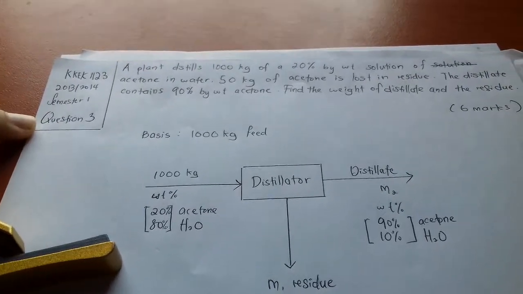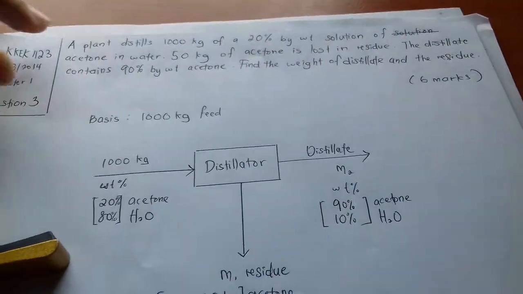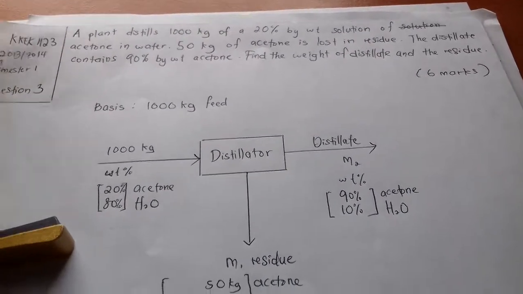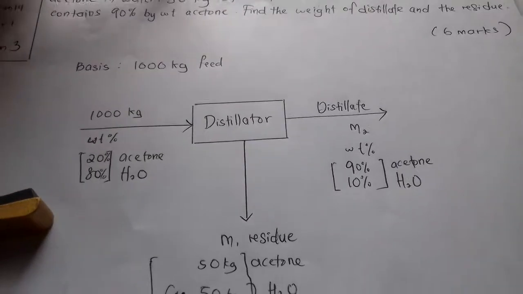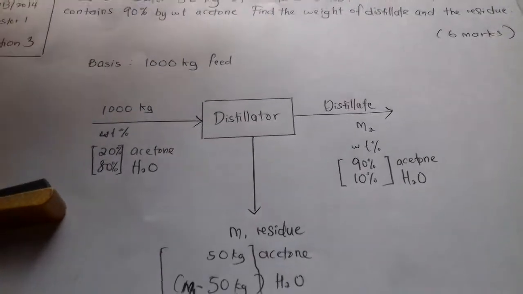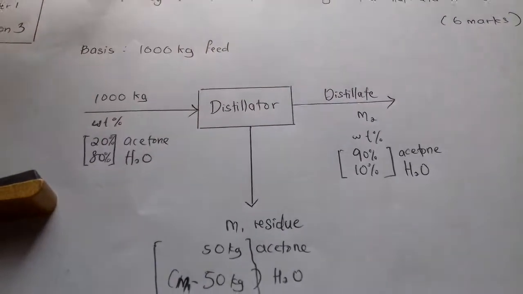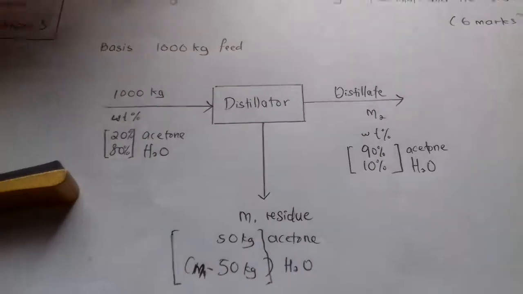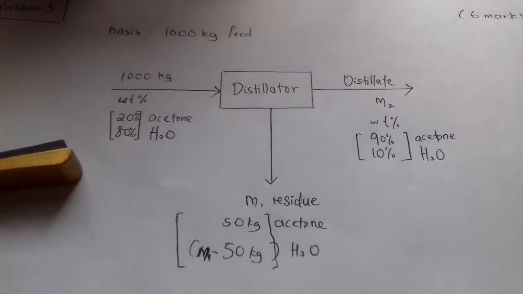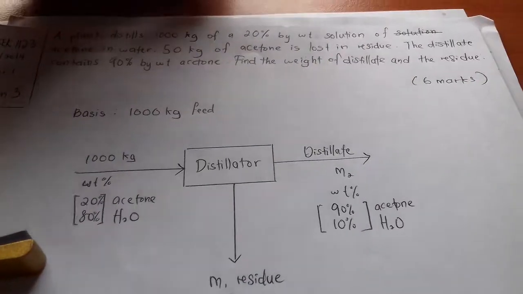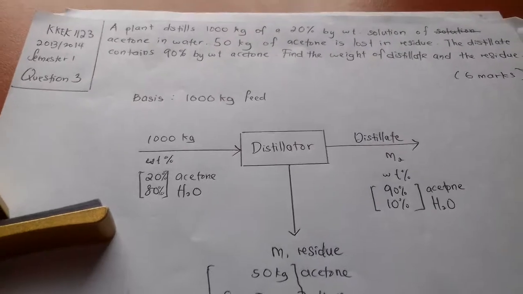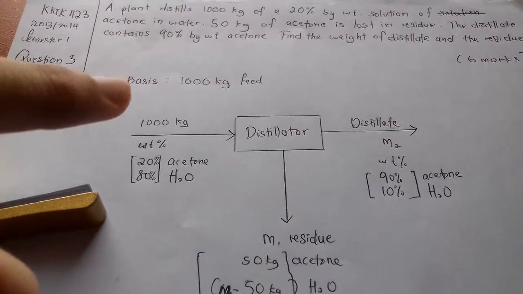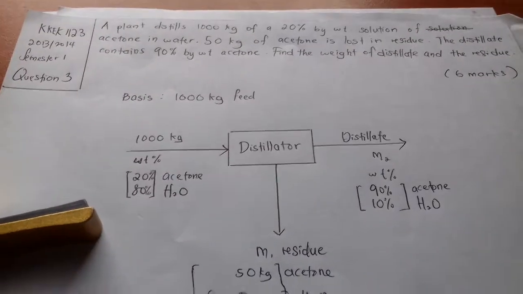Question 3. So the question goes, a plant distills 1000 kgs of 20% by weight solution of acetone in water. So 50 kg of acetone is lost in the residue. The distillate contains 90% by weight of acetone. So find the weight of distillate and the residue. So the basis that I chose was 1000 kgs of feed.